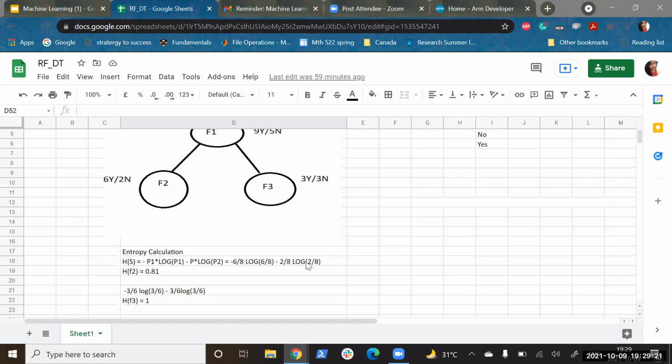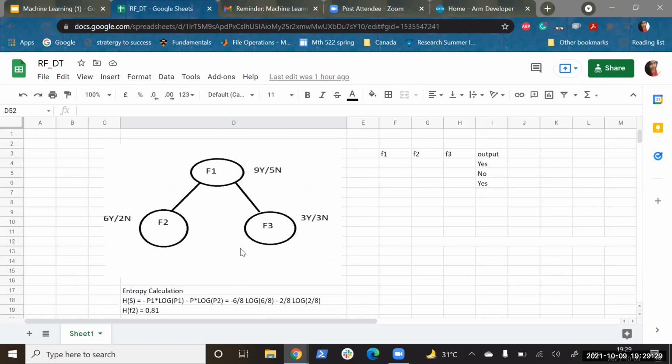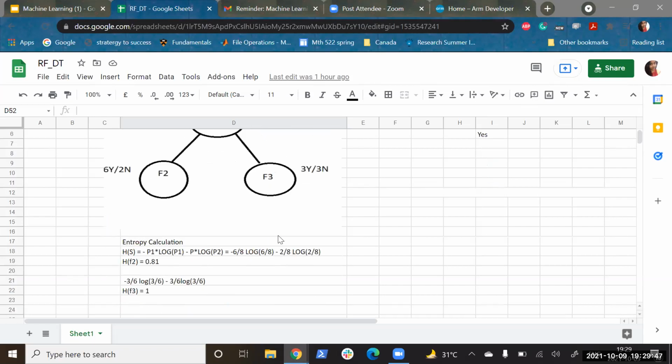So this entropy is good for now, you can say. But if you see, there are 3 yes and 3 no's. It's a very impure subset. This is the most impure subset you can find because it's 50-50. You don't know where to go now. In this case, you will have the highest entropy possible, that is 1. As I said, the entropy ranges between 0 and 1. So if you calculate, you will have H of F3 is 1.